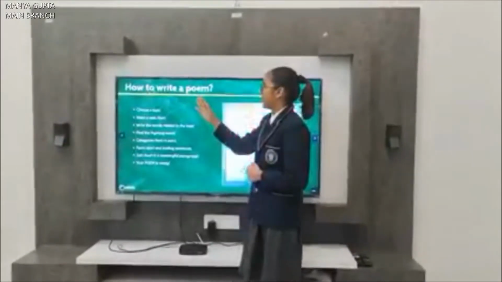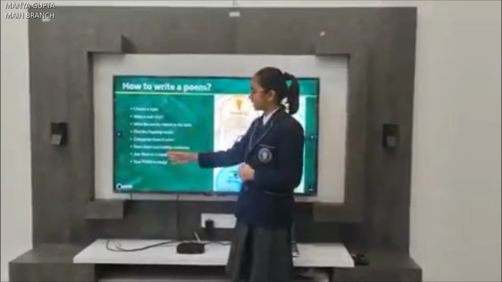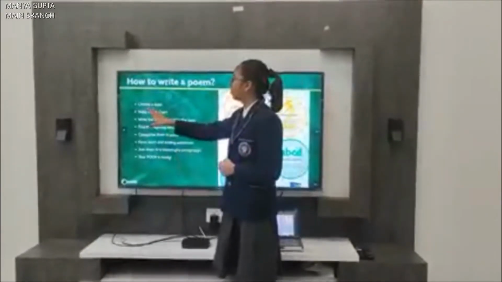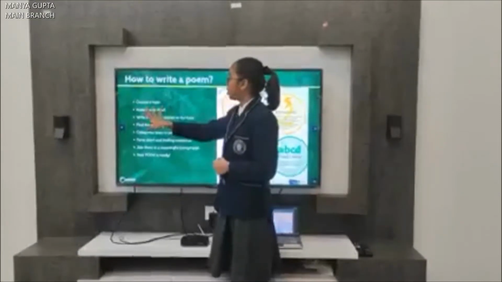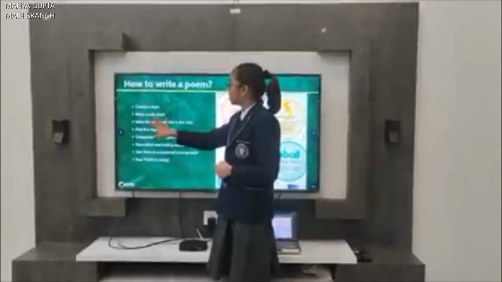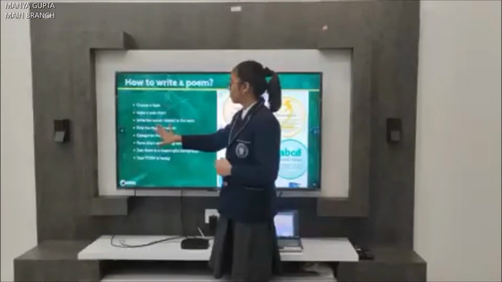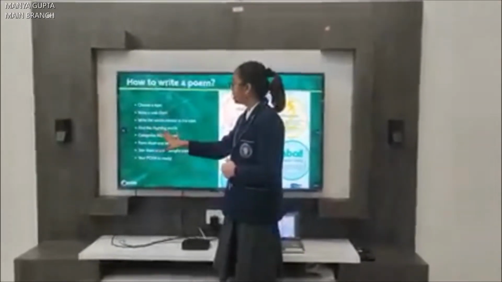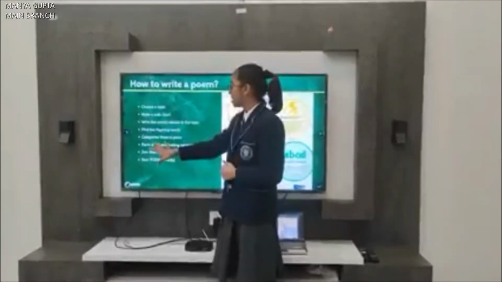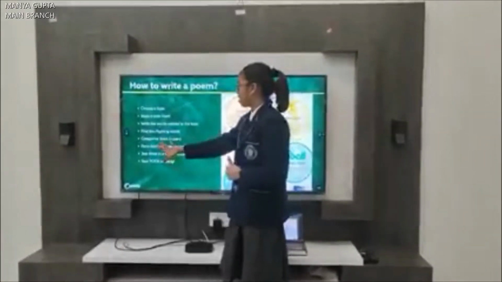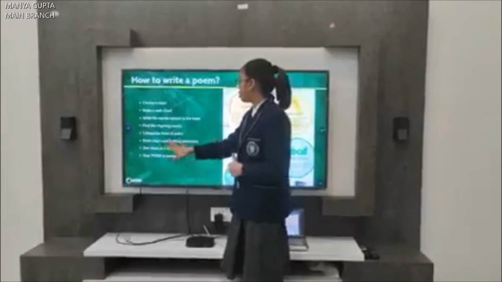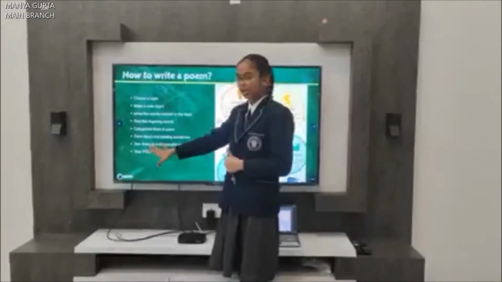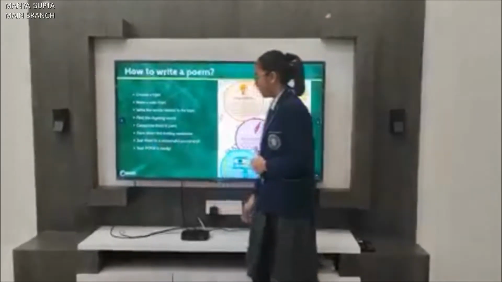How to write a poem? That's a big doubt. So these are the steps of writing a poem, and I'm going to elaborate each of them to you. First step, choose a topic. Second step, make a web chart. Third step, write the words related to the topic. Fourth step, find the rhyming words. Fifth step, categorize them in pairs. Sixth step, form short and inviting sentences. And the last seventh step is join them, and your poem is ready.